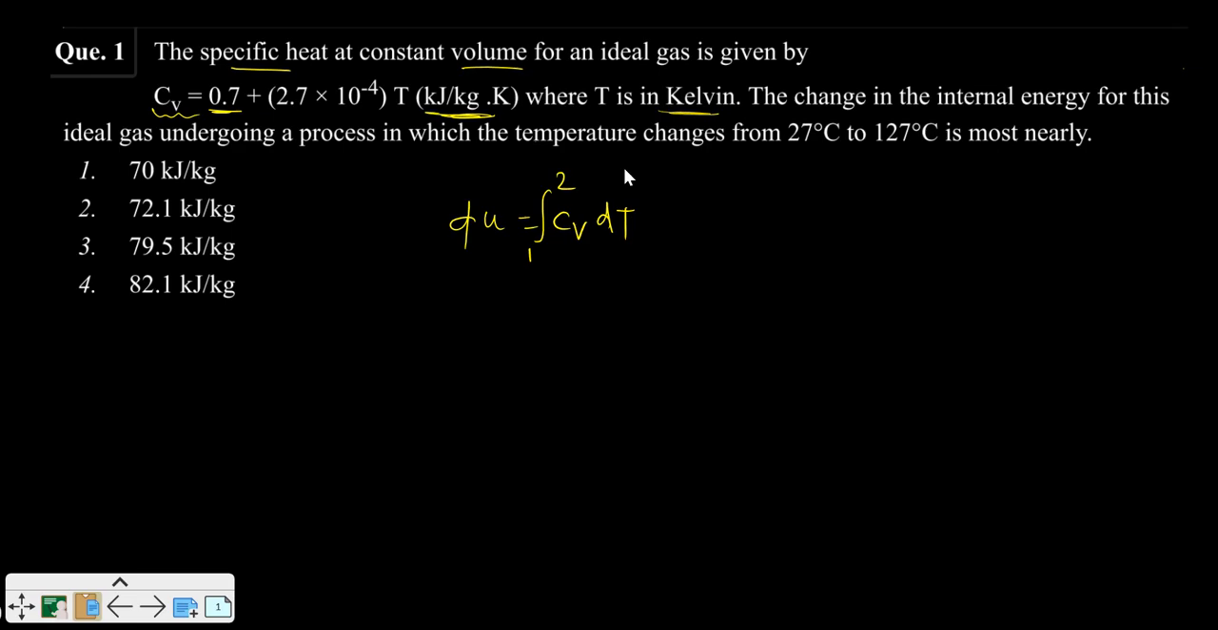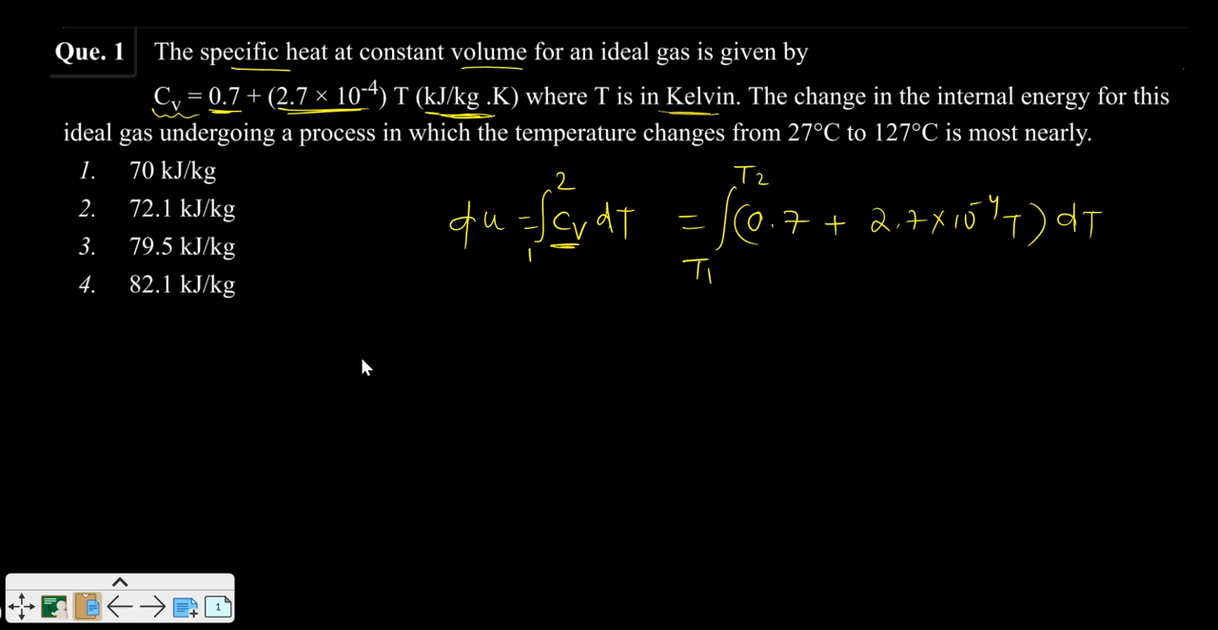So we need to integrate the value of Cv dt from state point 1 to state point 2, right? So if we understand this one thing, then we can solve the question without any doubt, without any confusion. So now let us put this value at the place of Cv. If we do that, we can write 0.7 plus 2.7 into 10 to the power minus 4 times T, and it will be dt, integrating from T1 to T2, right?